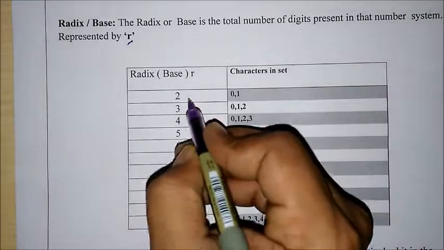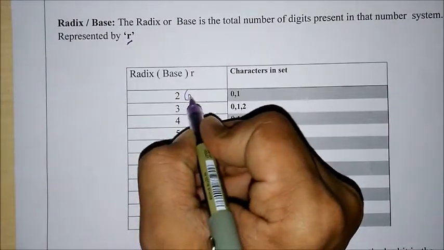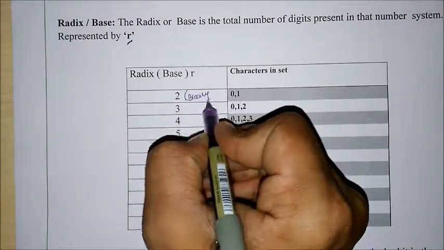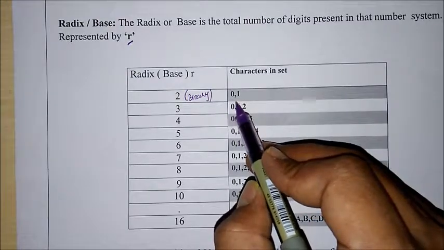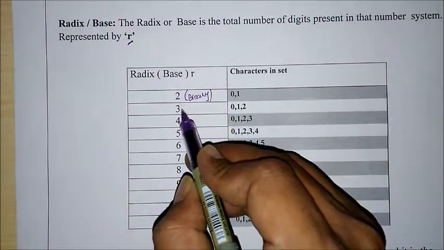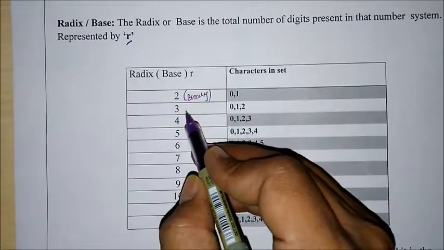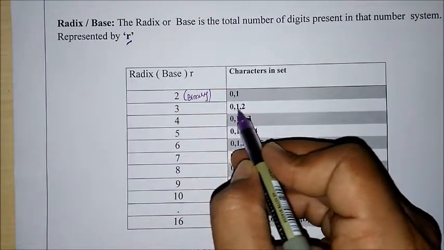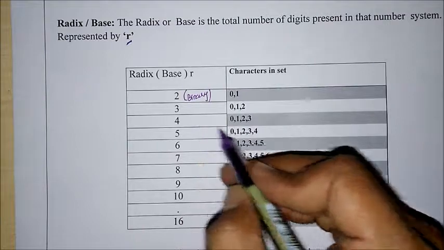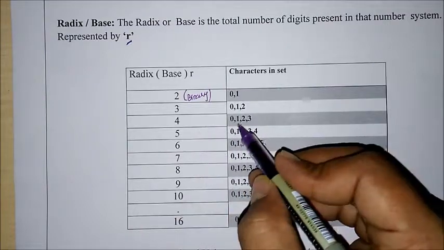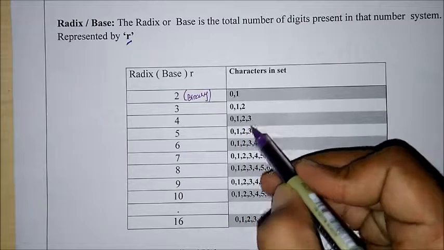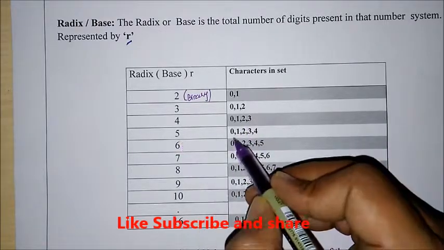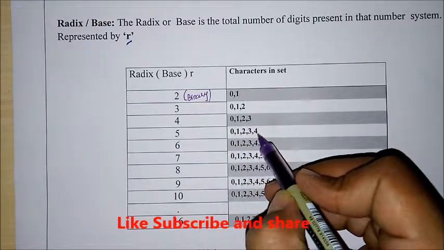If the base is 2, we call it the binary number system, and it has two digits, 0 and 1. If r equals 3, that is the ternary number system, and it has 0, 1, 2. Likewise, if the base is 4, the digits in that set are 0, 1, 2, 3, and if it is 5, the digits are 0, 1, 2, 3, 4.